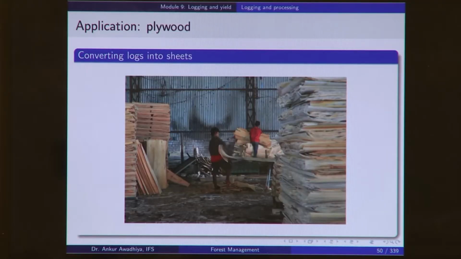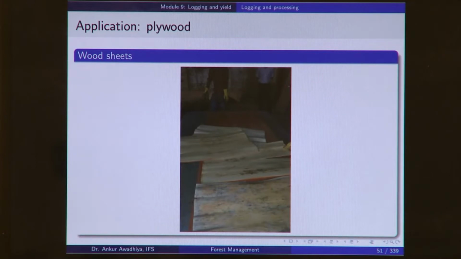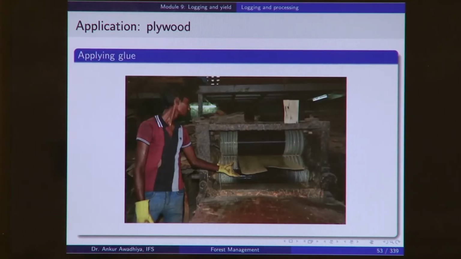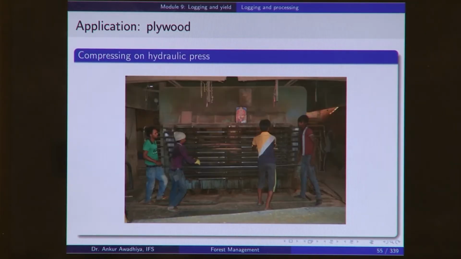Now people can use this wood directly to make furniture or other things, or they can convert it into plywood, and generally softwood is used to make plywood. In the process of making plywood, first of all the timber is converted into thin sheets like shavings, and then these sheets are glued together using a press.